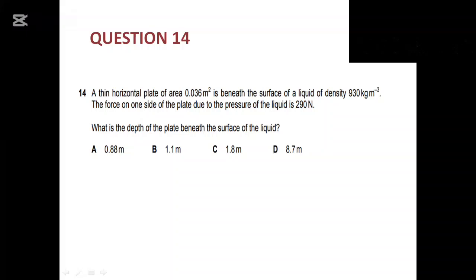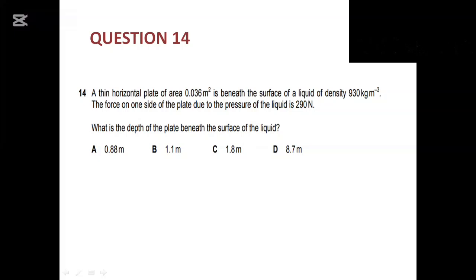So let's begin. A thin horizontal plate of area 0.036 meter squared is beneath the surface of a liquid of density 930 kilogram per meter cube. The force on one side of the plate due to the pressure of the liquid is 290 Newton. What is the depth of the plate beneath the surface of the liquid?